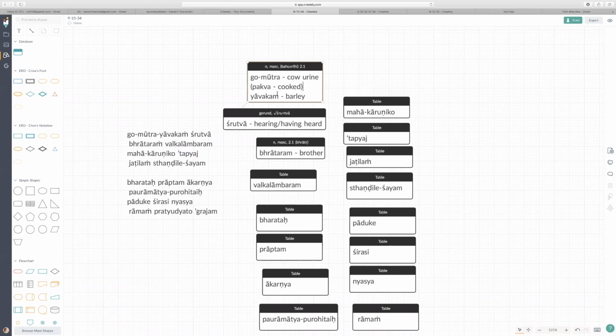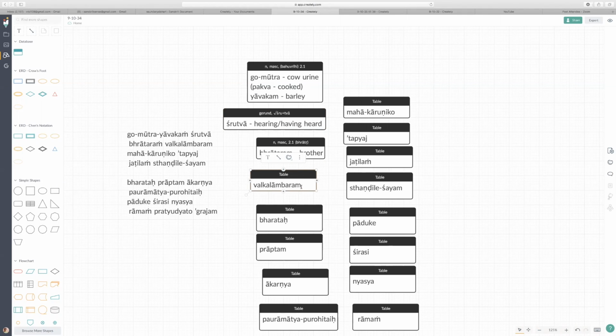Gomutra pakva yavakam. And one more thing is missing: what's the connection between brother and that barley? He is eating that barley. He was subsisting himself for 14 years with a very austere food, yeah? Because he could not accept the royalties in Rama's absence. Okay, so Shrutva, that would be gerund. Brataram, Valkalambaram is the next word, Valkalambaram.